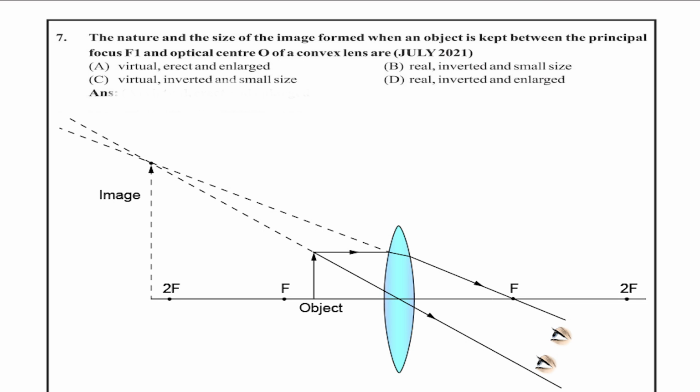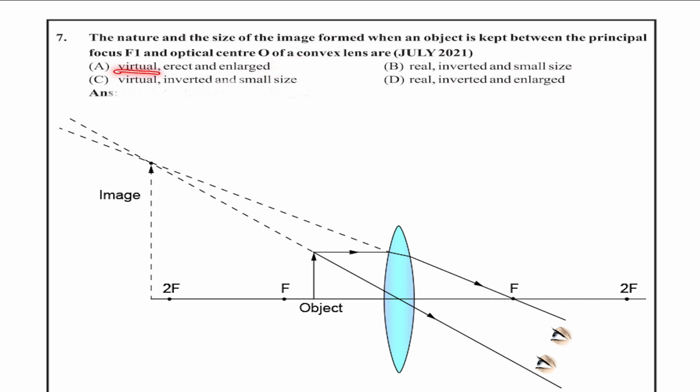So now in this question, what is the nature and the size of the image? Under which condition the object is kept between principal focus f1 and optical center of a convex lens. So this is the condition we are talking about. Here it is very clear that the nature of the image formed is virtual and erect, and it is also enlarged. So the correct answer is option A.